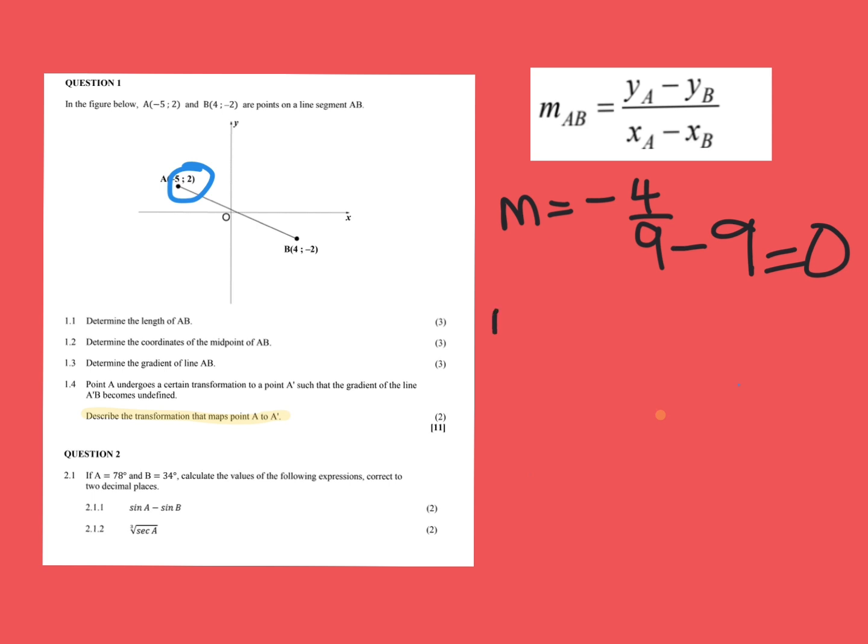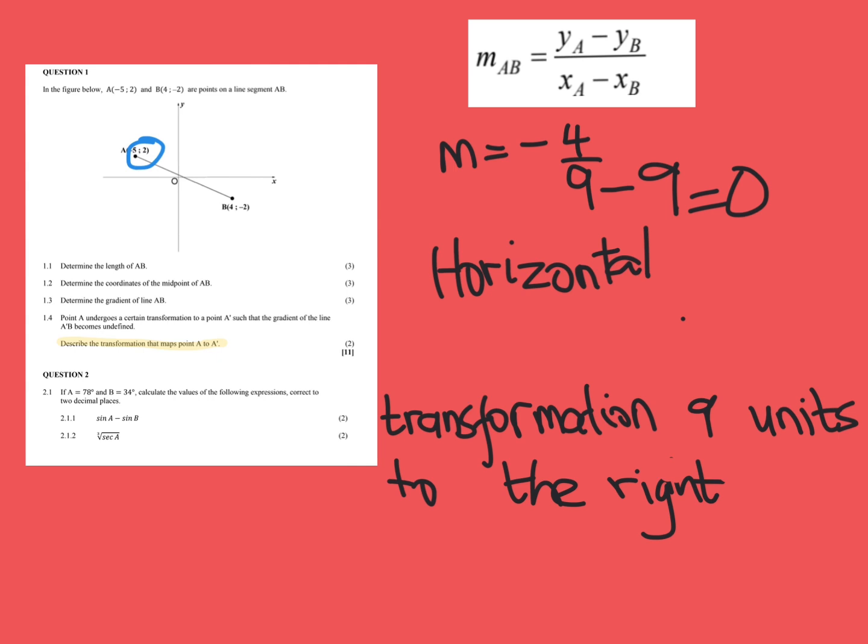So what is the transformation then? We have a horizontal transformation 9 units to the right. Remember, we are subtracting a positive 9, so we're moving to the right. So that is the transformation. And the x coordinates, remember, they move horizontally. So that's why it's a horizontal.